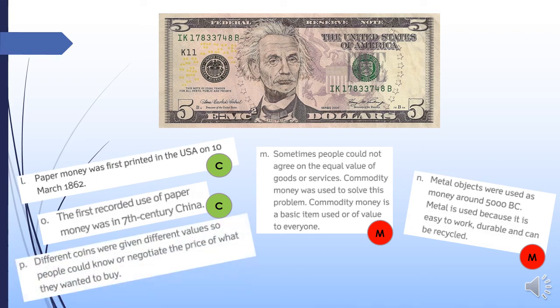Different coins were given different values so people could negotiate the price of what they wanted to buy. Imagine the notes that we have now, the 1,000, 5,000, 10,000, 25,000 Iraqi dinar. They are of different quantities, they're not all the same, because we may want to buy different things that vary in value. This is history of money.